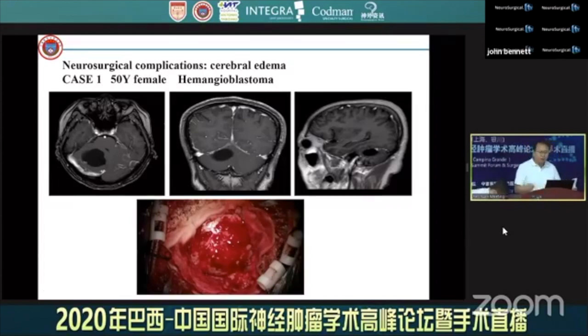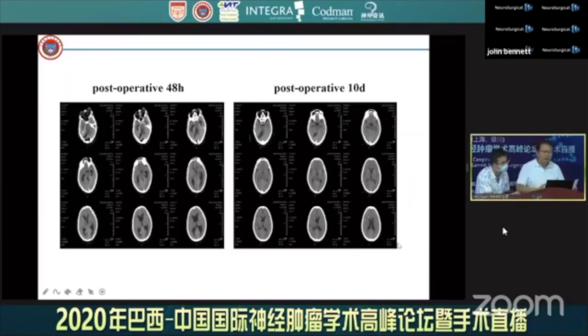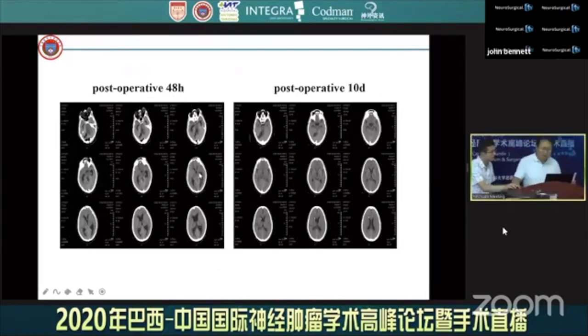And post-operation, two days post-operation, the patient had some troubles. The first day and second day were okay, but then the symptoms gradually worsened, and he also had difficulty in breathing. And you can see the images from two days post-operation.